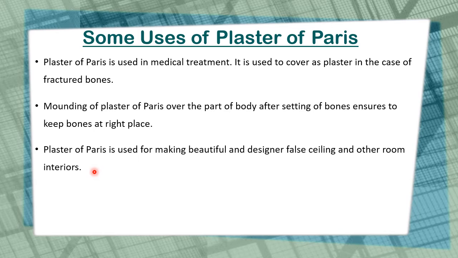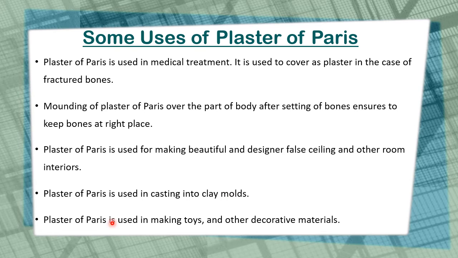Plaster of Paris. Plaster of Paris is used in casting into clay molds. POP is used in making toys and other decorative materials. Ramoji Film City is full of plaster of Paris. Director and the producer will contact the Ramoji Film City and tell which set they want. Accordingly, the set is made, then shooting is done. Afterwards, either the set is preserved or destroyed. One more set is made depending upon the requirement. So, plaster of Paris is highly useful.